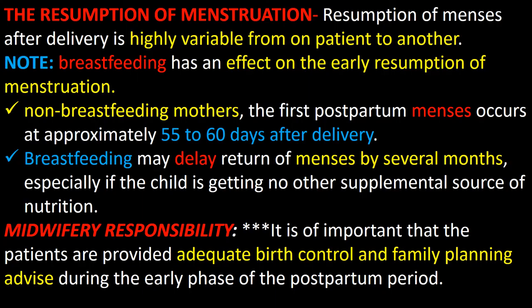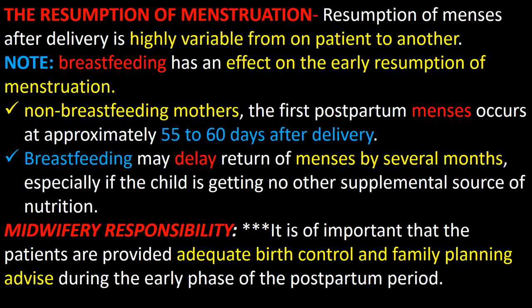Another topic that we have is the resumption of menstruation, or kailan babalik yung mens ng nanay na katatapos lang manganak. Resumption of menses or menstruation after delivery is highly variable from one patient to another. There will be some patients who say after 3 months, bumalik yung kanilang regla. May mga ibang patients na magsasabing after 7 months or after 1 year, bumalik yung kanilang regla. That's typically normal, because the resumption of menstruation is highly variable from one patient to another.